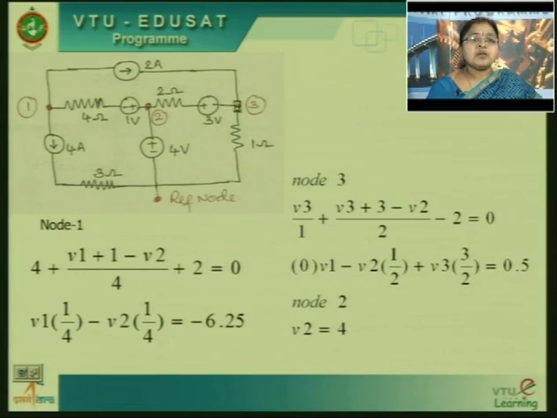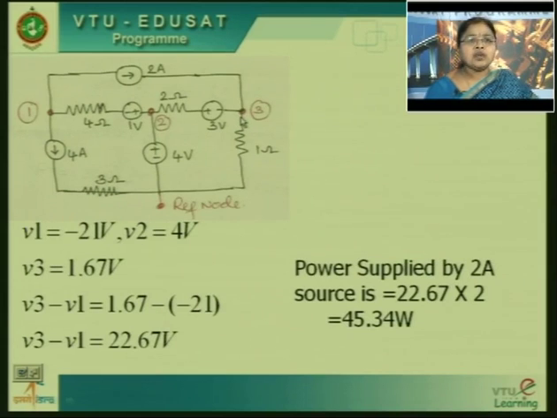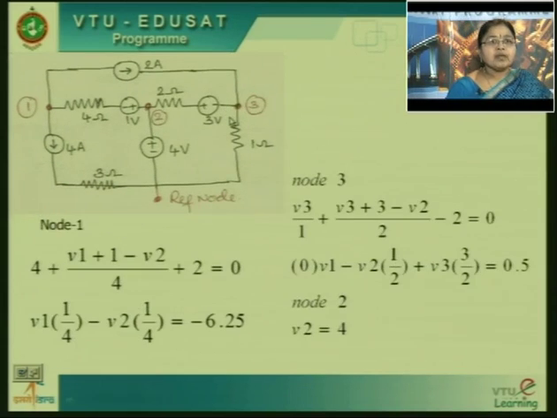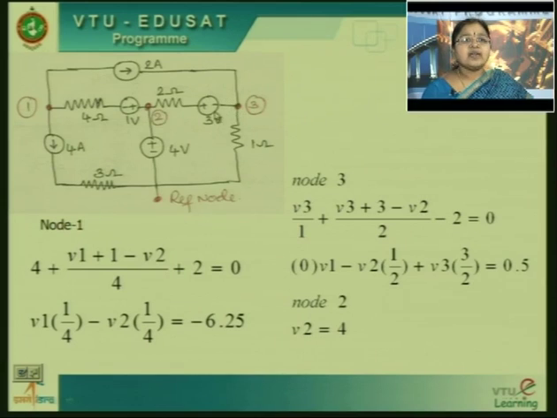Means what? This is positive voltage and this positive voltage is connected to negative. So, these two get added up. So, V3 plus 3 minus V2 divided by 2 will be the current flowing through it. So, current flowing through this branch is V3 plus 3 minus V2 divided by 2. That is the second term we have seen for node 3.